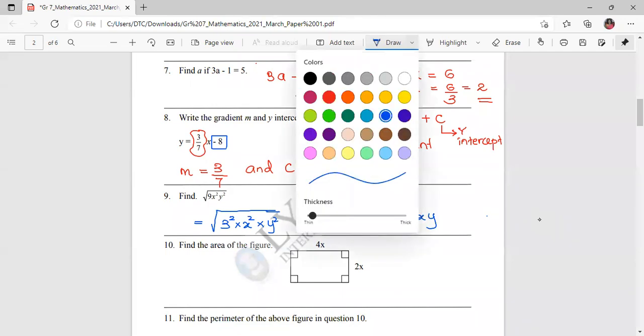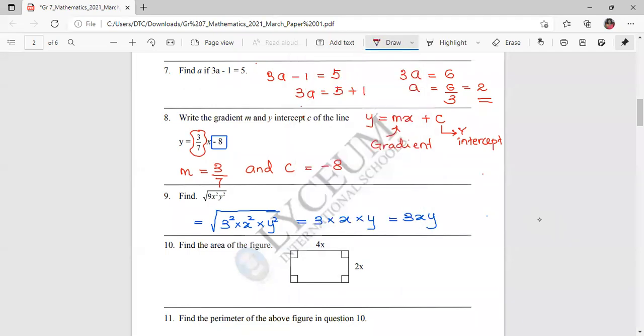Hope it is clear for all of you, right? So then what I did, I wrote 9 as a square value, that is 3 squared, then x squared and y squared. When we take the square root, now we have 3x and y. Then when you multiply them together, the answer will be 3xy.